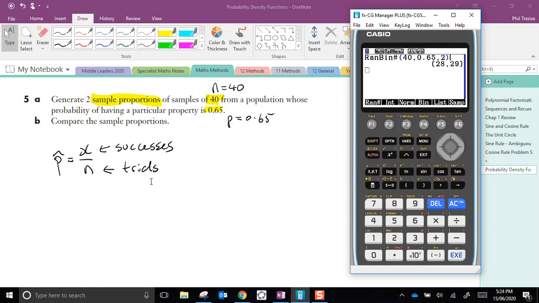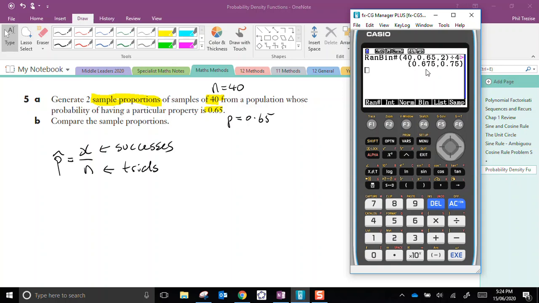Well, we generate a sample proportion by dividing by n. So if we divide by 40, then each of these is now a sample proportion. So 40 trials with a chance of 0.65. The first outcome, when I divided by 40, gave a sample proportion, p hat, of 0.675. The second one gave a sample proportion of 0.75.